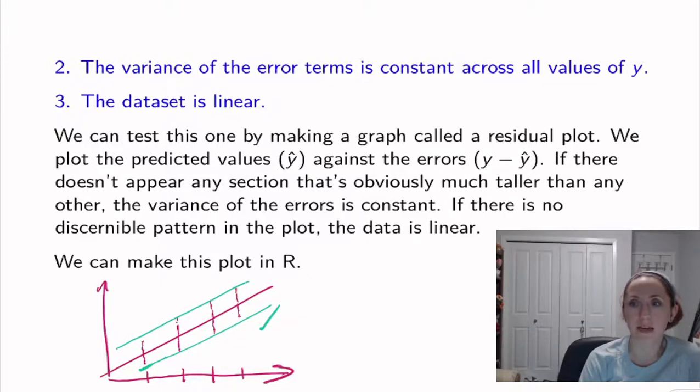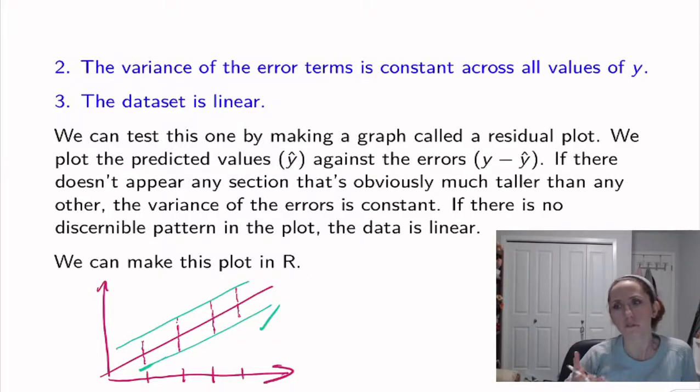And 3, the data set is linear. That's what we said. It makes sense that the underlying relationship of our points is actually a line. We're not trying to fit a line to something that's obviously a quadratic or a sine wave or a cubic relationship or something like that.